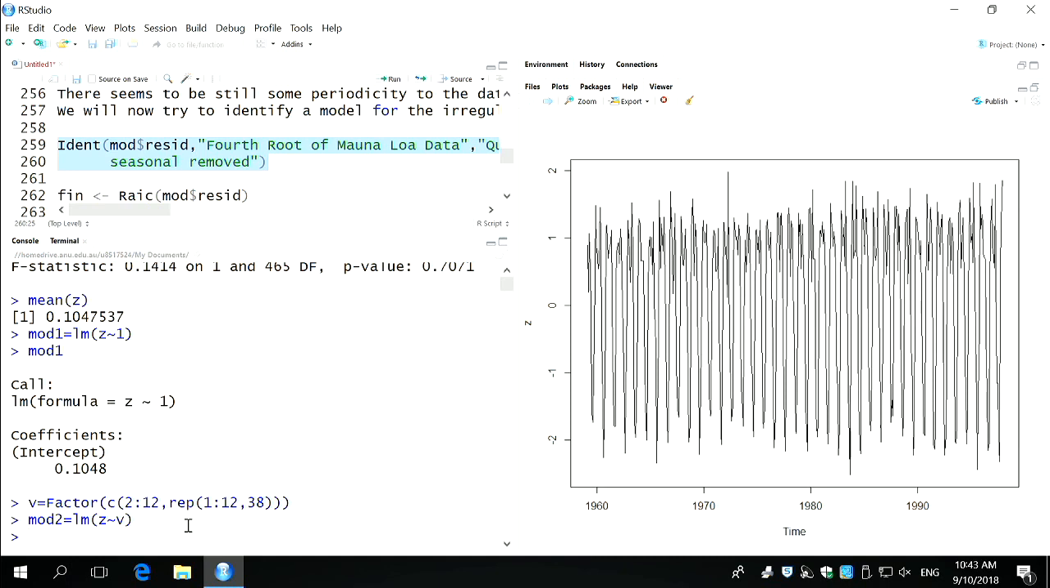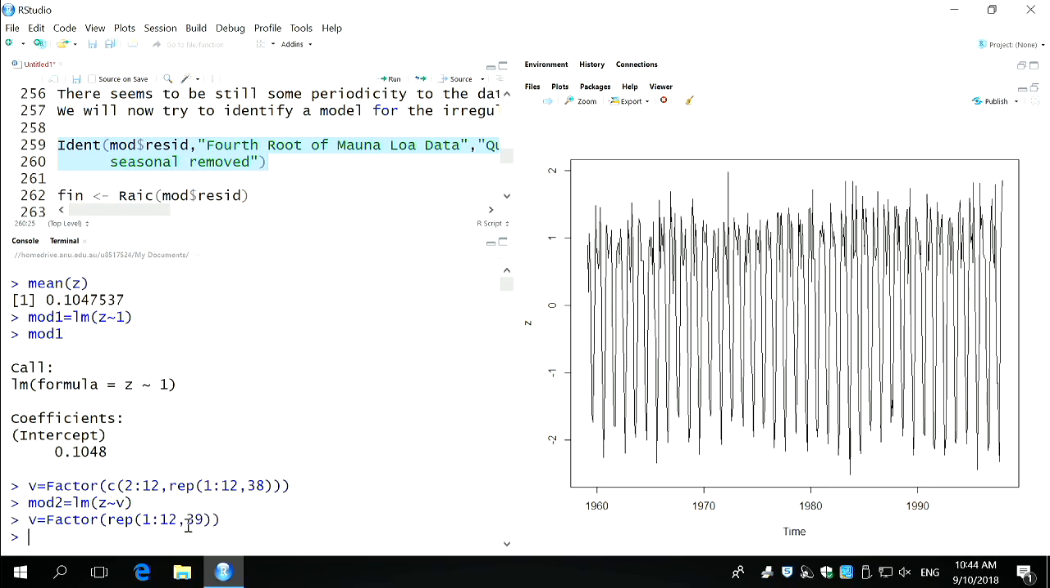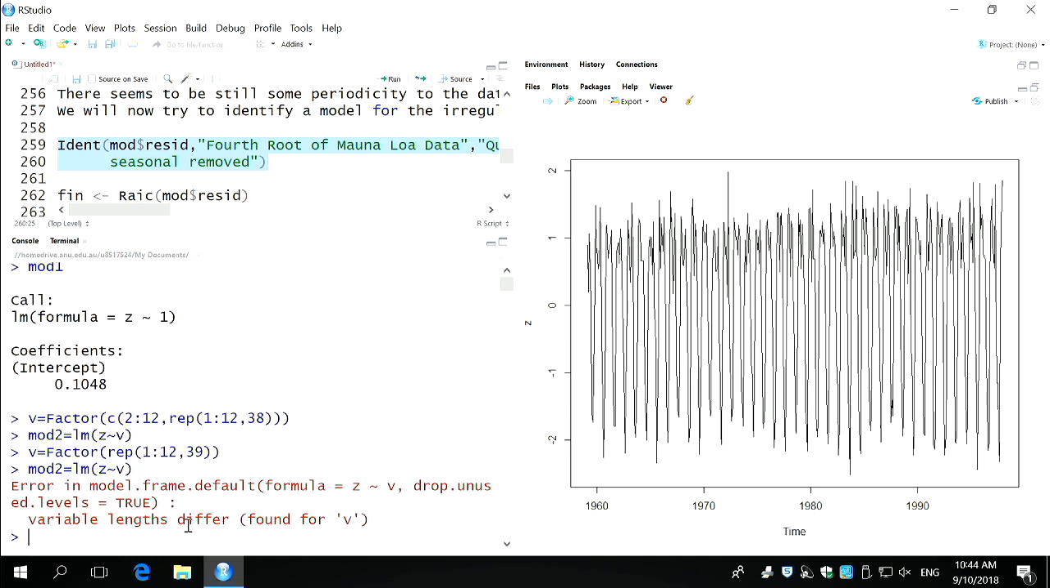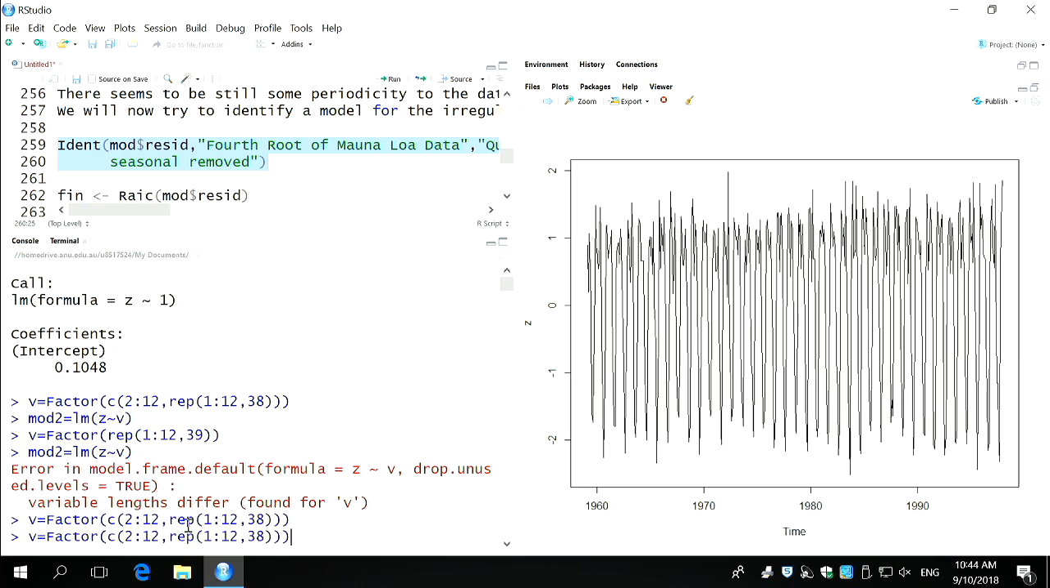If I got the length of the factor wrong, you'd get an error, which would say, actually I don't know what it would say. Let's get it wrong and see. It's always fun to play this game. Error in model.frame.default. Formula is Z tilde V. Variable lengths differ. Right? So an error that only a mother could love.